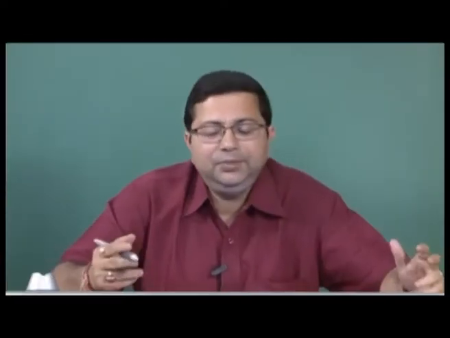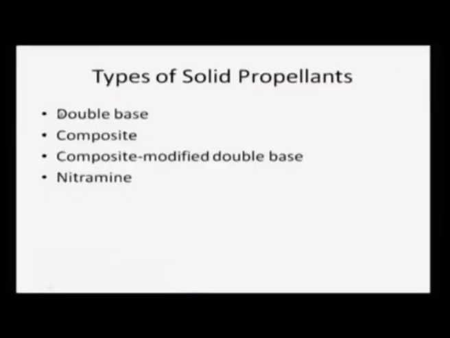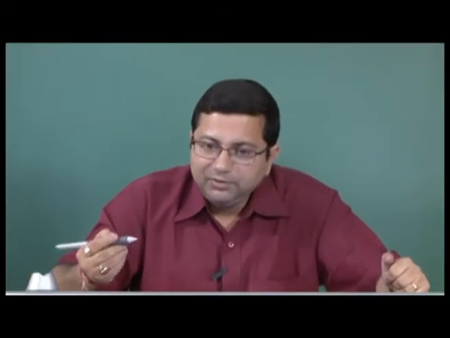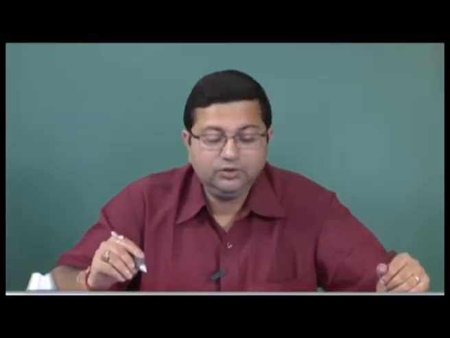Now, as I have been saying, it is like a completely homogeneous mixture, so both the fuel and the oxidizer are mixed together in this propellant. So, it will be a single solid piece. Primarily there are 4 types of solid propellants which are used. One is double base, then composite propellant, then composite modified double base, and nitramine propellant. So, these are the 4 types of propellant primarily used for different solid propellant rockets.